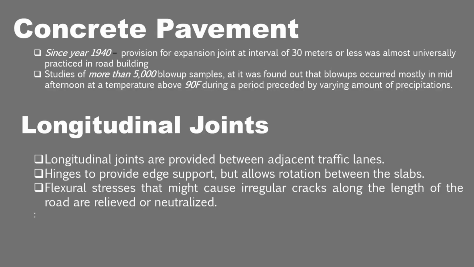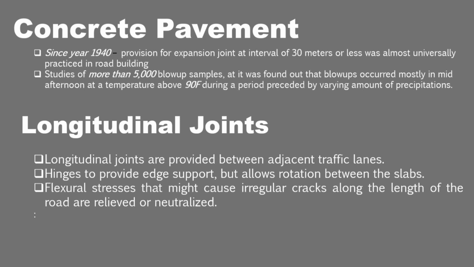Since the 1940s, the concrete pavement provision for expansion joints at intervals of 30 meters or less was almost universally practiced in road building. Studies of more than 5,000 blow-up samples found that blow-ups occurred mostly in mid-afternoon at a temperature above 90 degrees Fahrenheit during a period preceded by varying amounts of precipitation.